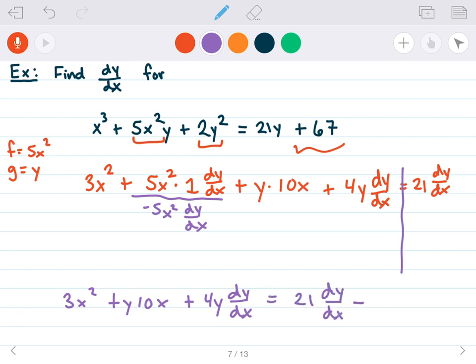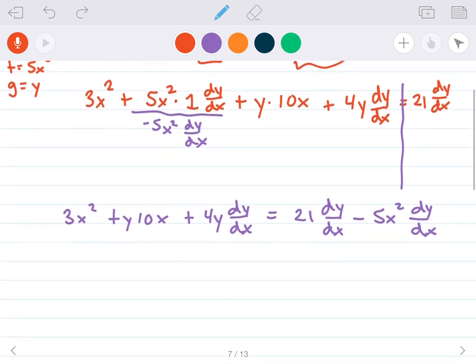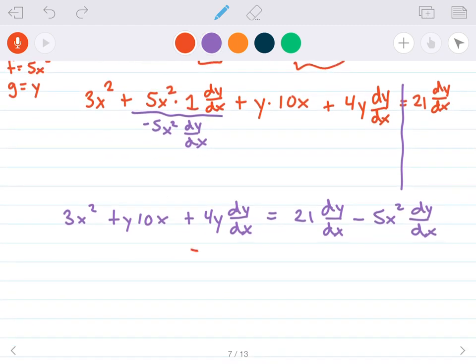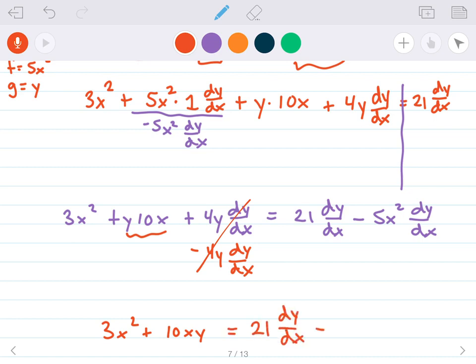And then we're bringing over this minus 5x squared dy/dx attached there. All right, the last thing I want to bring over is this term that's stuck together. Again, I'm trying to group my dy/dx's. So I need to subtract this guy from both sides. And I get 3x squared plus, I'm going to write this as 10xy. I just like that better. Equals 21 dy/dx minus 5x squared dy/dx minus 4y dy/dx.